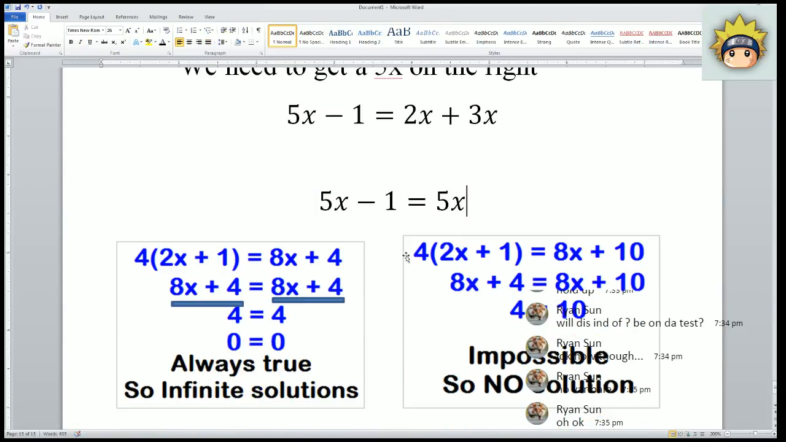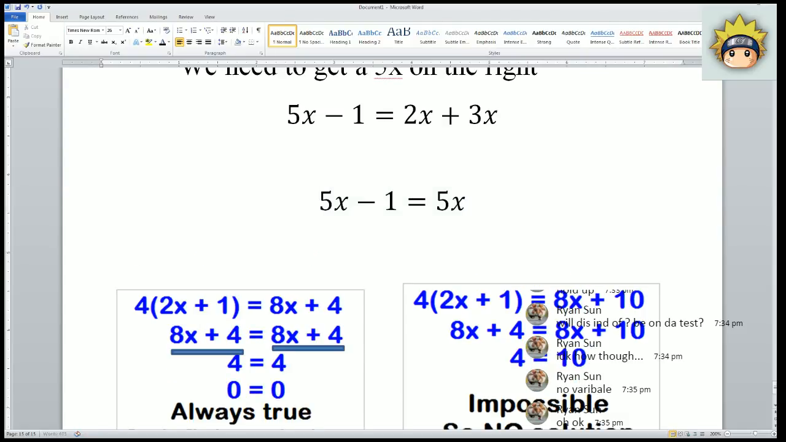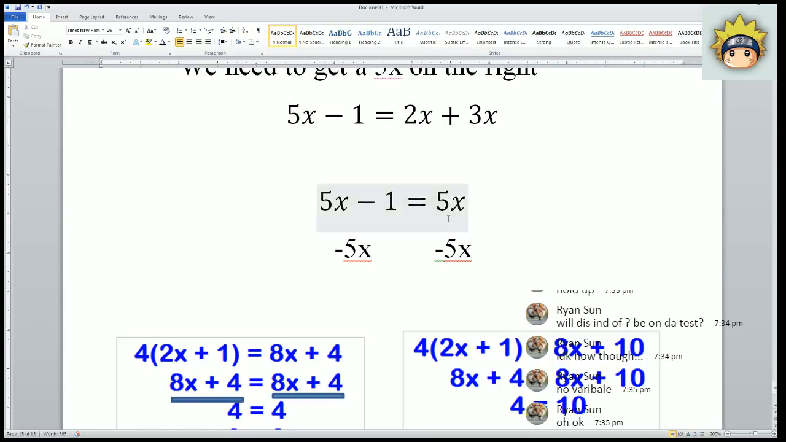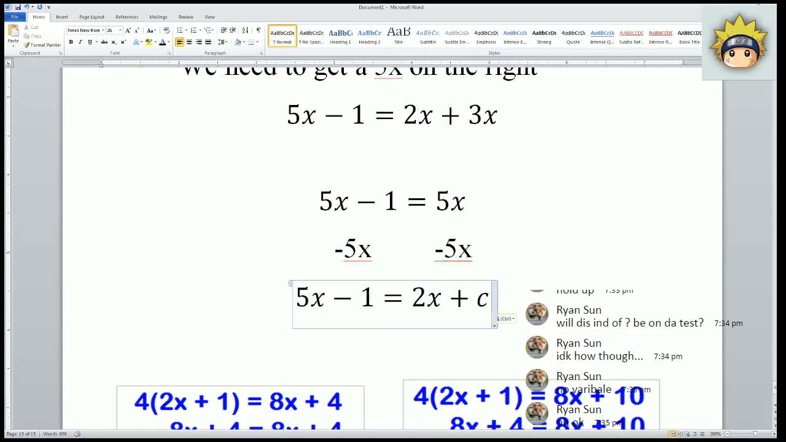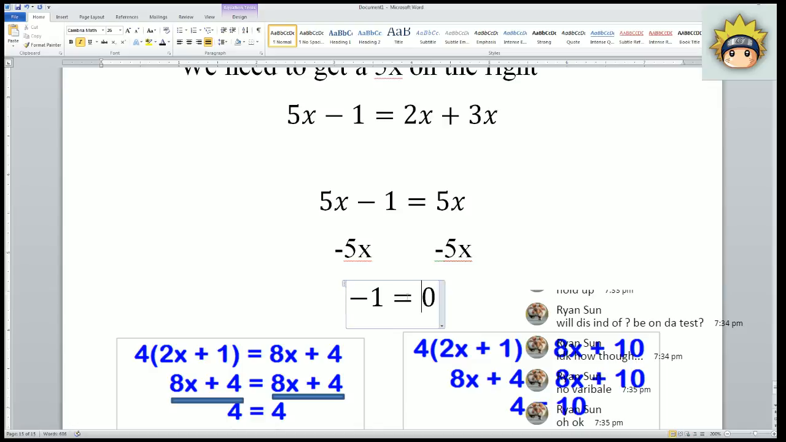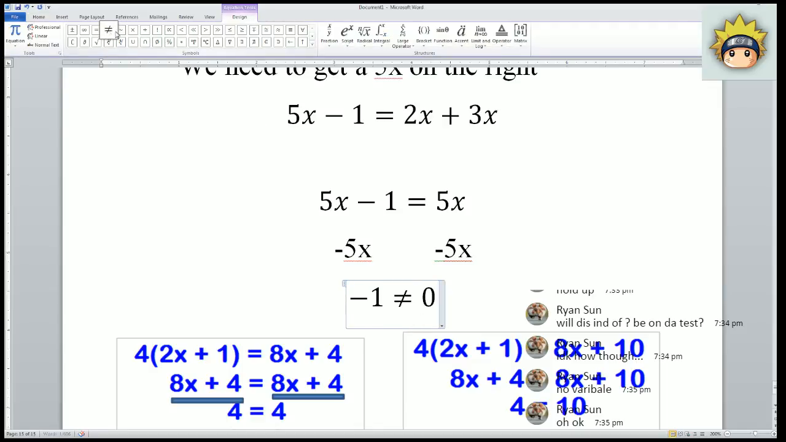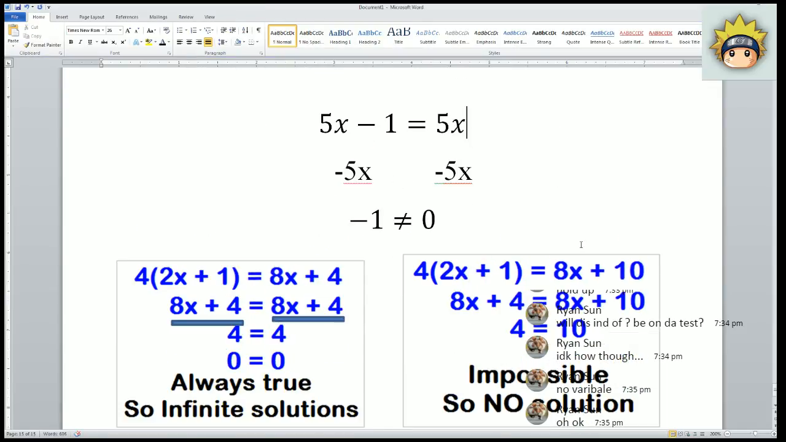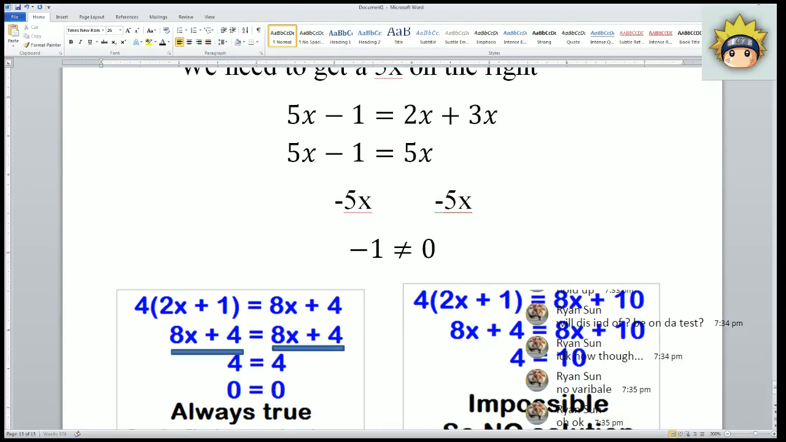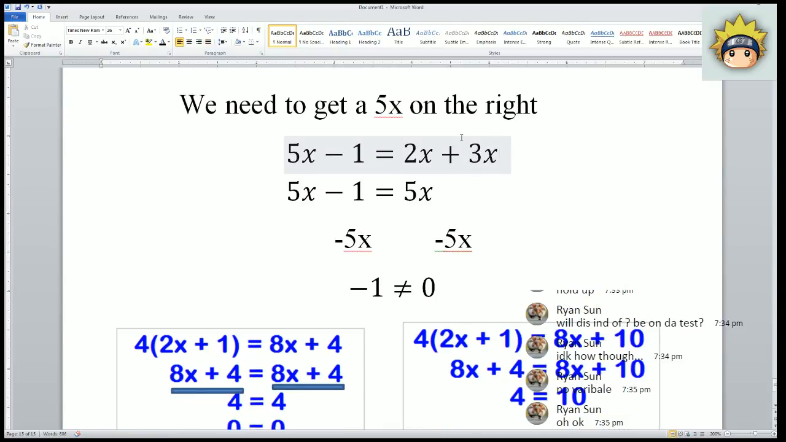Good. After that, we subtract. Do you see how we would subtract 5x from both sides? Then what happens? I think you are left with a -1 equal to 0. Is that ever true, class? No, that is never true. So that is how we make the no solution here.